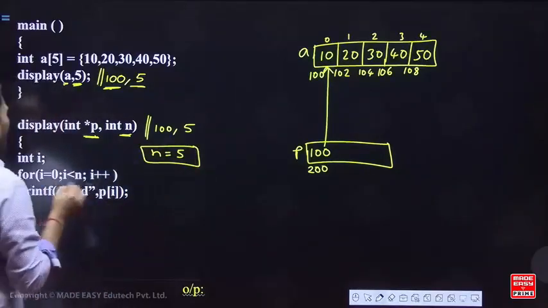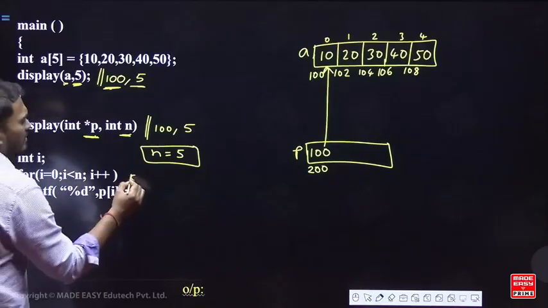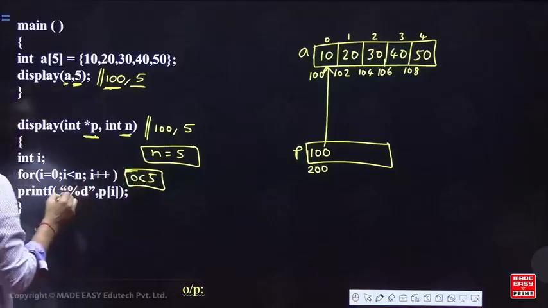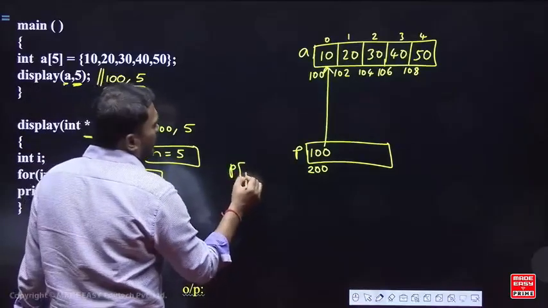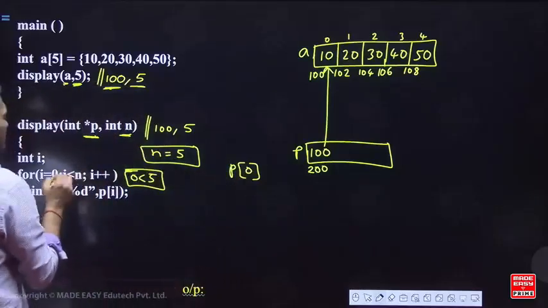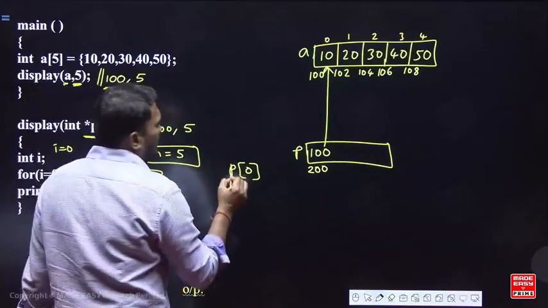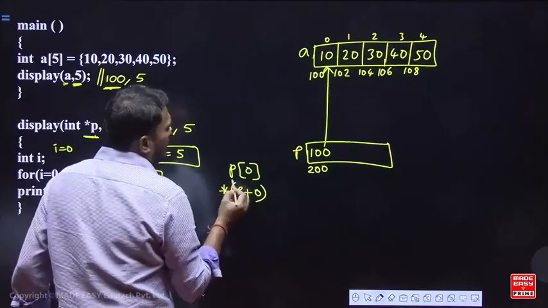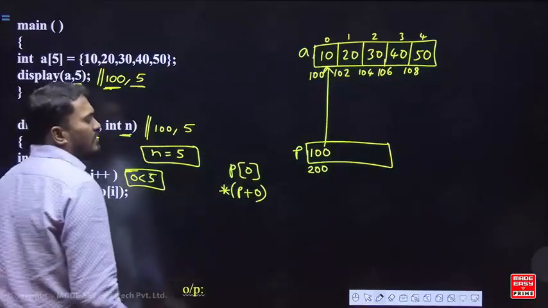Now tell me what happens: integer i equal to 0. Look here, i less than n: i is 0, n is 5, so 0 less than 5. Next, printf percentage d p of i. The value of i is initially 0, so you are printing p of 0. p of 0 can be evaluated as star of p plus 0.